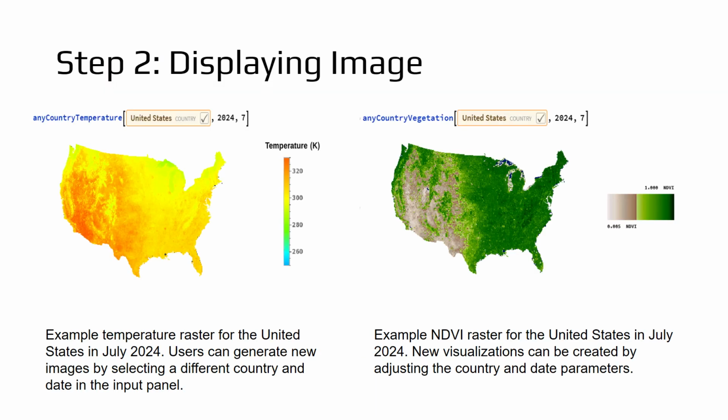These two images show what the process data looks like for the US in July 2024. On the left is the land surface temperature map, and on the right is NDVI. From visual inspection, we can see a strong inverse spatial relationship. Areas rich in vegetation are generally cooler.